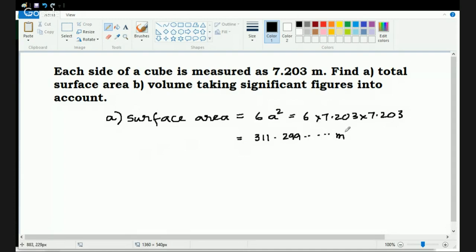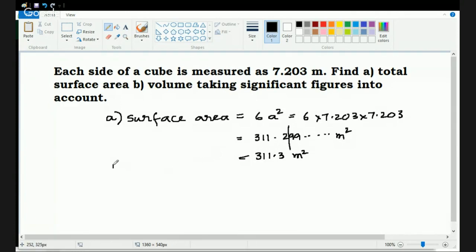Something meter square we are getting. But our answer should have how many significant digits? 4 only. 4 only means that from the fifth one onwards it should be blocked. It is 311.3, correct. Right. Now, students, it seems they are able to catch up. They are giving out the right answers.